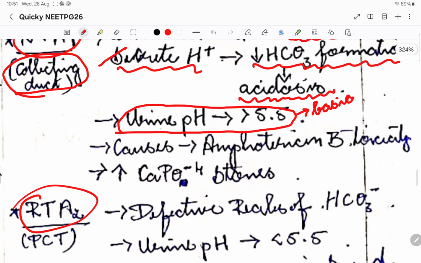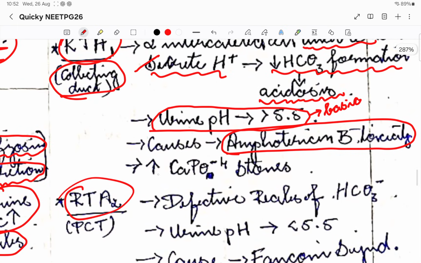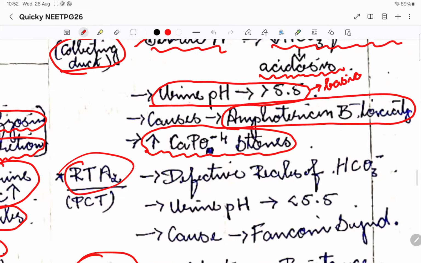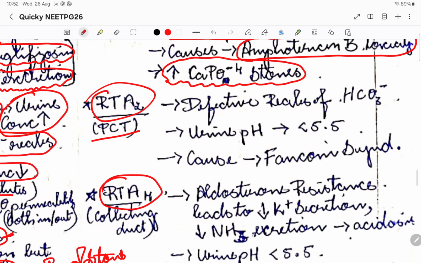The causes include amphotericin B toxicity. Remember amphotericin B, the very strong antifungal drug, which tears the fungal cell wall. This also increases calcium phosphate stones in the renal system. Then coming to RTA2, here it is the PCT that is getting affected.